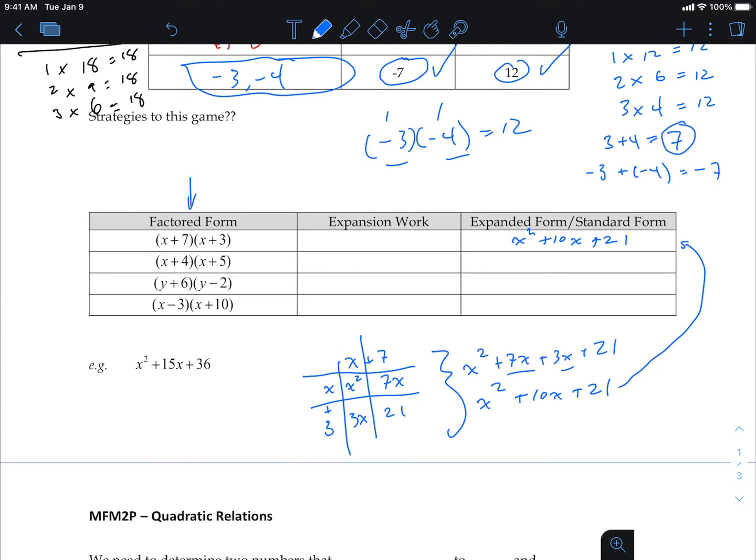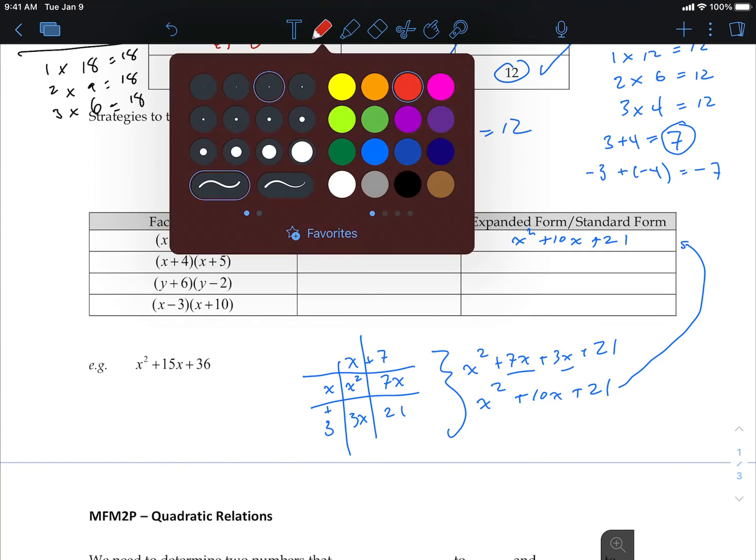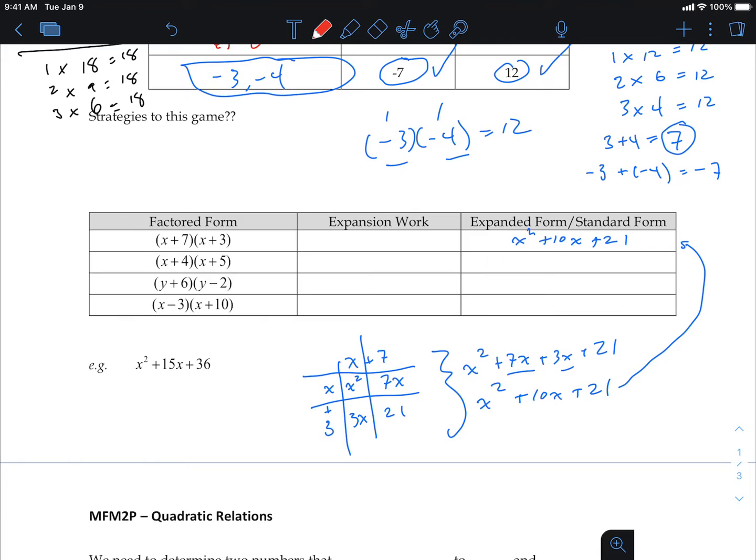There's another way to do it too. For those of you that don't want to do the table, I find this not harder, I find it faster. It's harder to keep track of. It's not as well organized. This is what I call the rainbow method, so you follow the rainbows. X times x is x squared. That's the first arch. The second arch is x times 3, that's 3x. But you also have to multiply this one by the other two, so plus 7x plus 21. That looks like this.